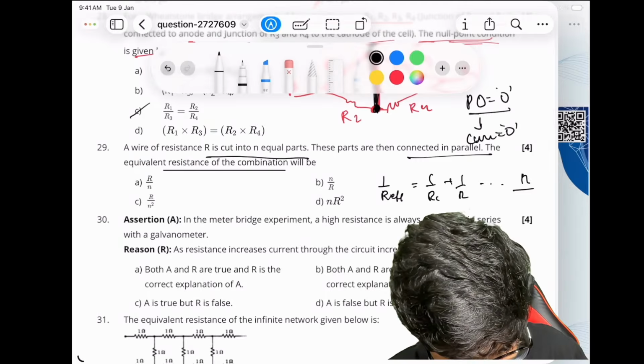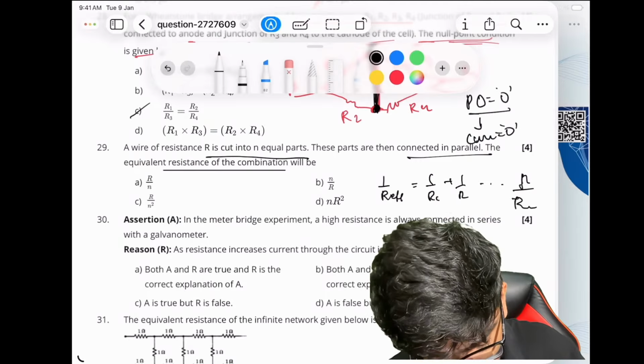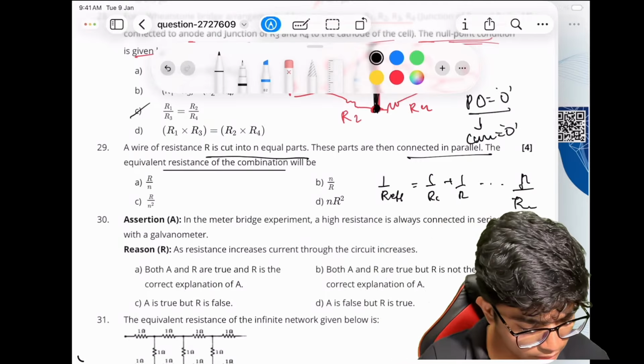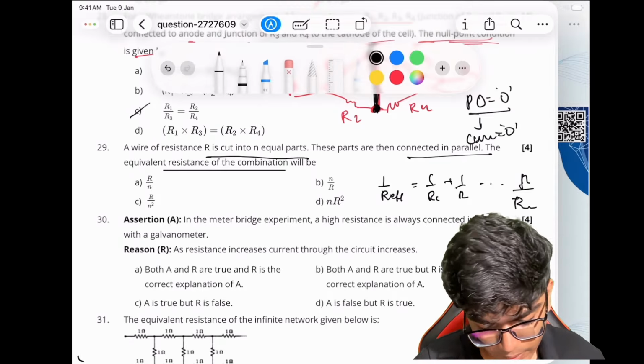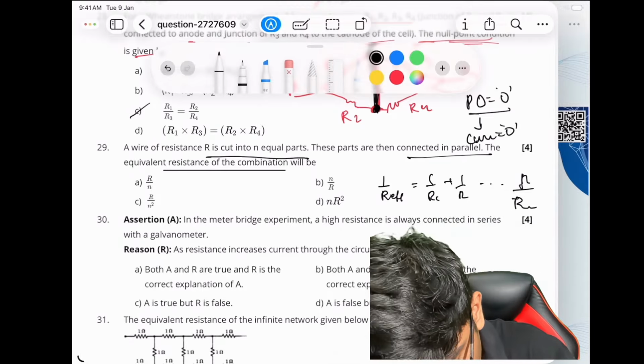So 1 by Rn. So R effective is nothing but n. Okay, and all this is how I find it.